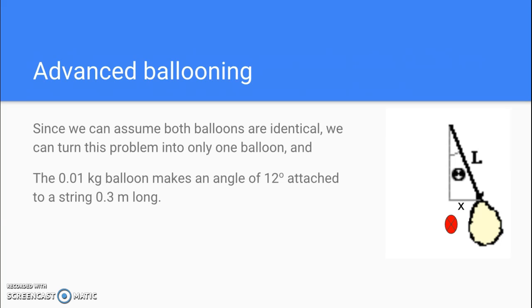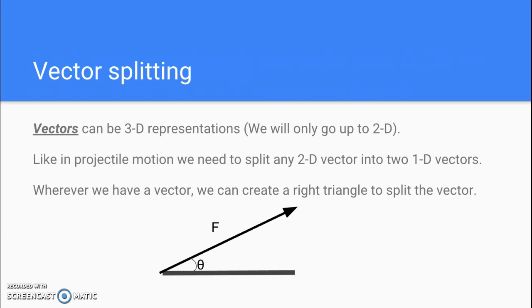To do so, the angle is 12 degrees, this is a 0.01 kilogram balloon, and the string is 0.3 meters long. To figure out the charge, Q, we have to do a little bit of math, and to do that math we have to look at vectors. Just a quick review: you can cut any vector, or any arrow, which represents a force in this case, into two parts, the x and the y component. Every force will have a force in the x and a force in the y. This is something we've developed over the previous semester.